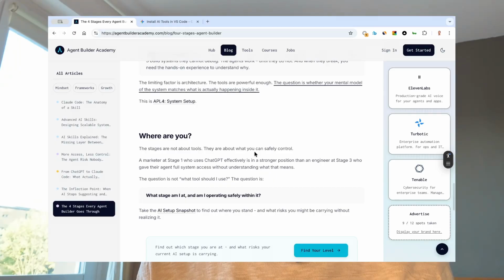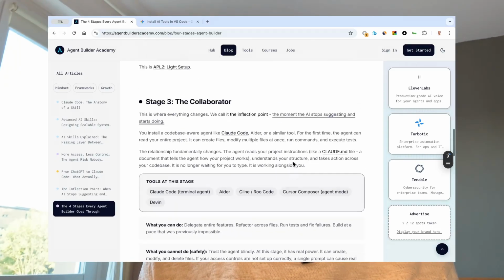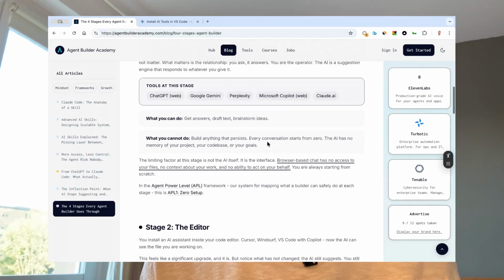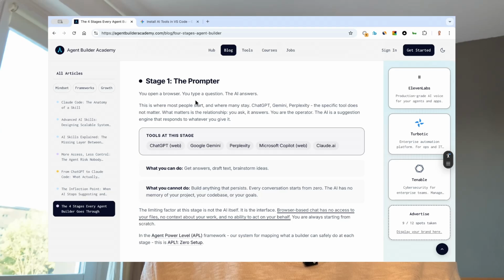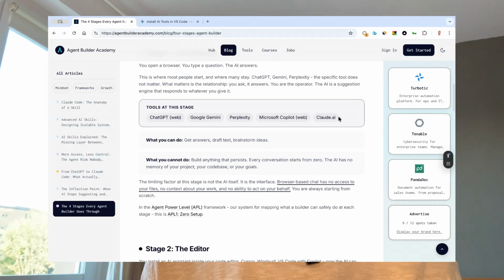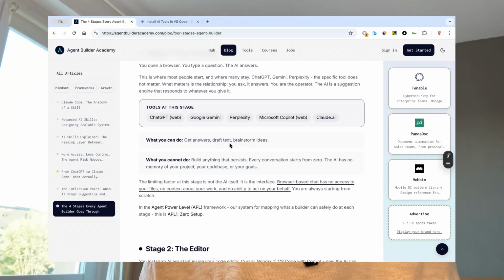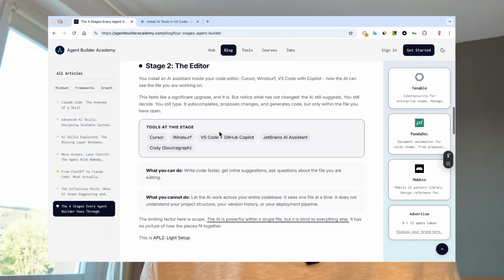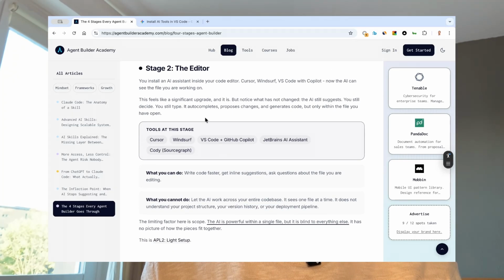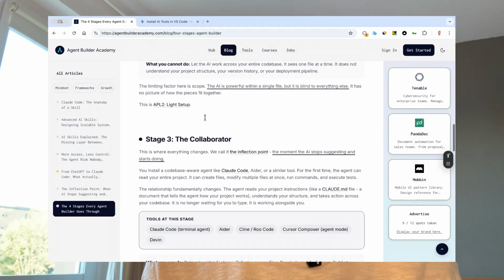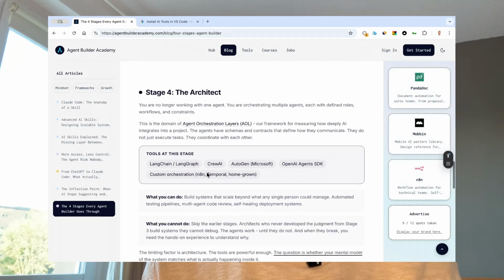Now, wherever you are, that doesn't matter. Most important is you start somewhere, and if you haven't started yet, you better start here with the prompter, because you can learn a lot and understand how agents are working, how different they are. They are very different, these agents, and how different the results of their output are, so that you can slowly move up the stages towards the editor, collaborator, and who knows, the architect.